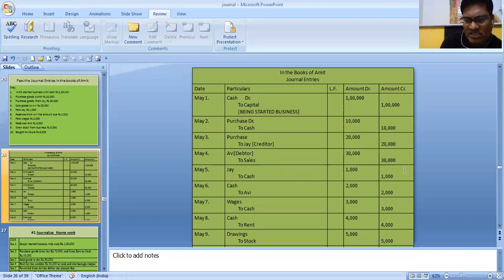The amount is this. We have to give the narration for each transaction, students. I have not written the narration. You must write the narration while doing the sums.